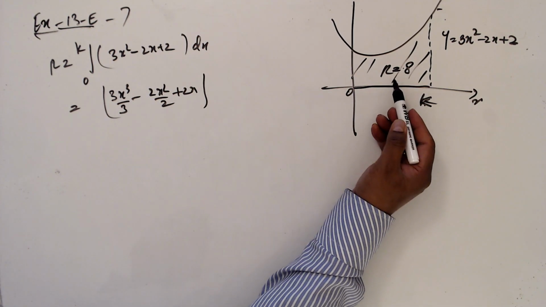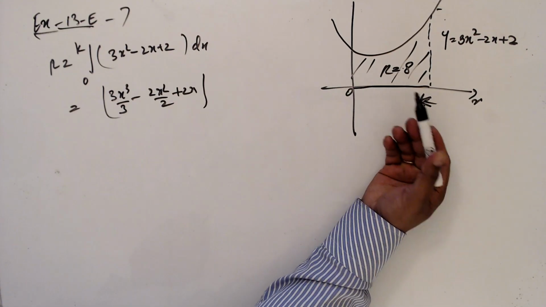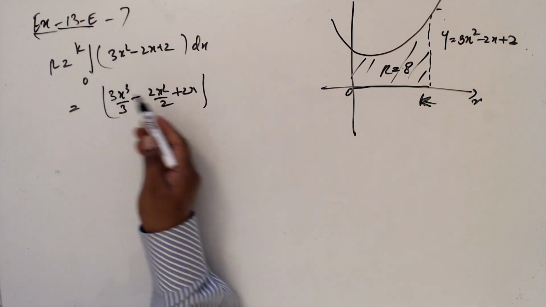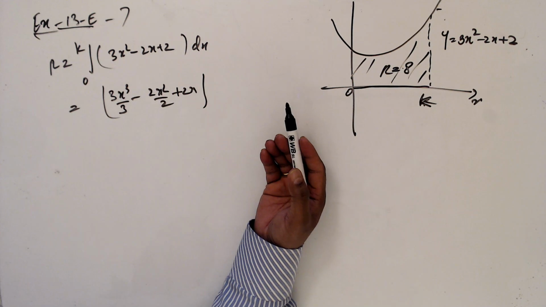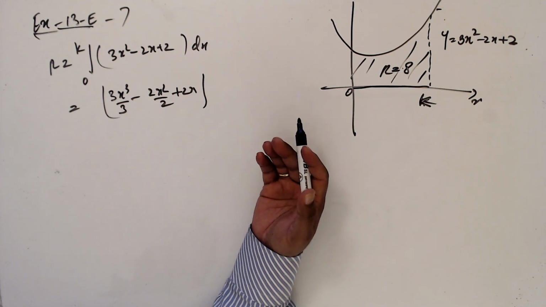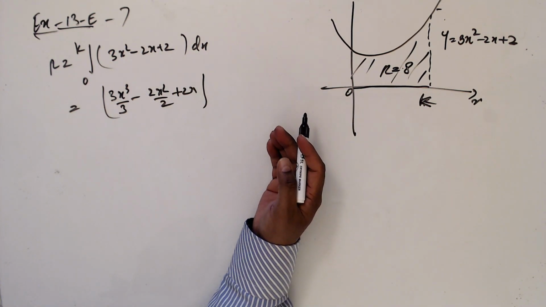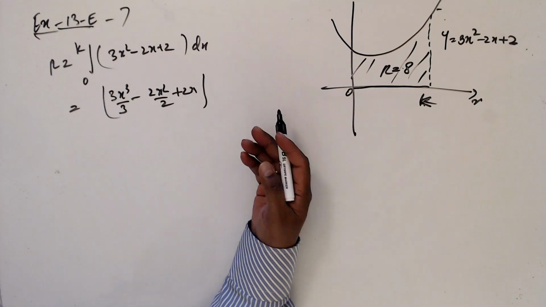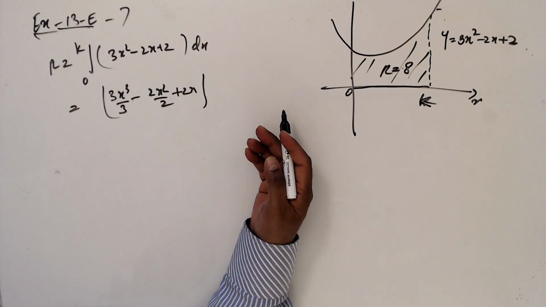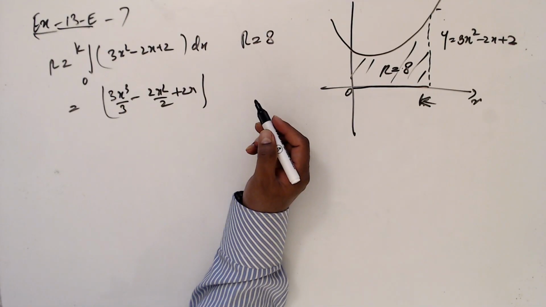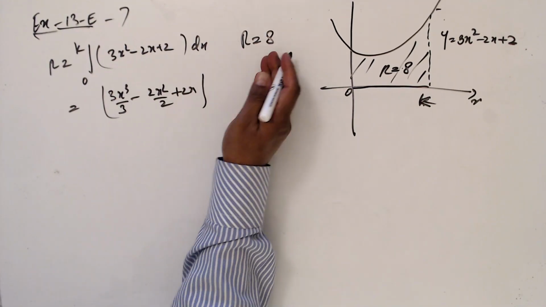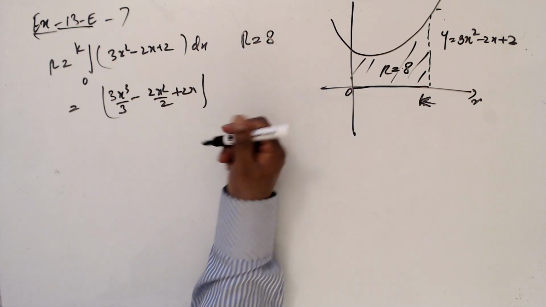Because this area is, we need an equation to solve. K is unknown. There is only one unknown, k, then we need an equation to solve. So they will give data to make an equation. What is that one? R equals 8. When you solve this one, we will make it equal to 8 and then we can work out.